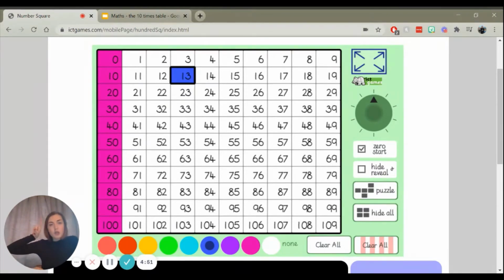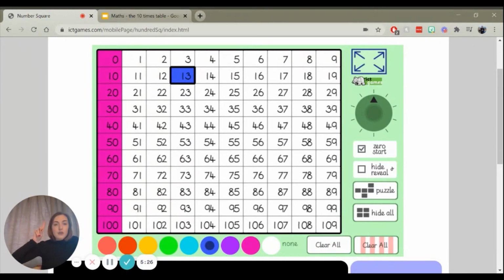I would like you to point to 2 times 10. Ooh, did you point to 20? Because I have 2 lots of 10. 2 times 10, 10, 20. Get that finger ready. I'd like you to point to 5 times 10. Ooh, hopefully you've landed on 50. 5 times 10. 10, 20, 30, 40, 50. Remember, 0 is 0 times 10. So 0, 1, 2, 3, 4, 5.